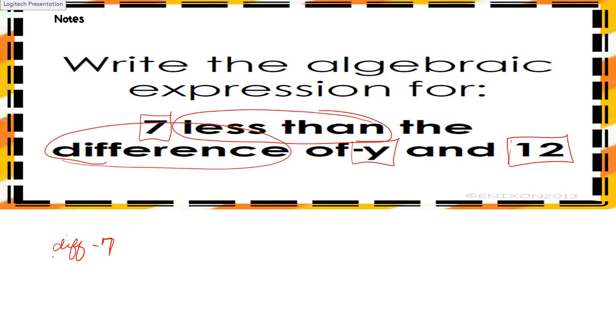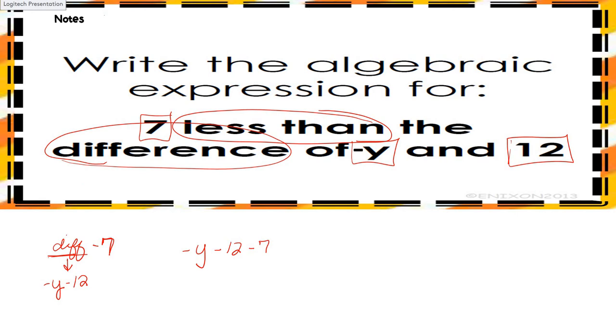So I want whatever the answer is to this question, and I want 7 less than that. So I want to take 7 away from that. In this case, I want the difference of negative y and 12. So what I'm going to do is put my negative y minus 12, and then I'm going to do minus 7. Now, previously we had said that difference means that you're going to need parentheses.